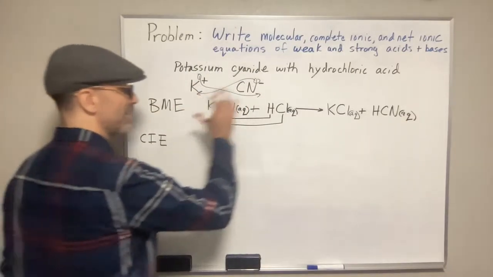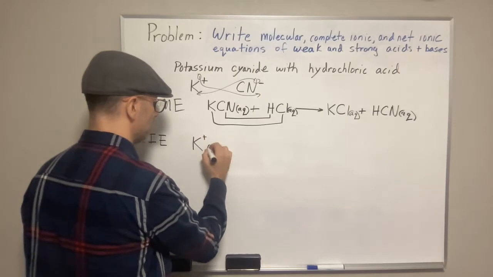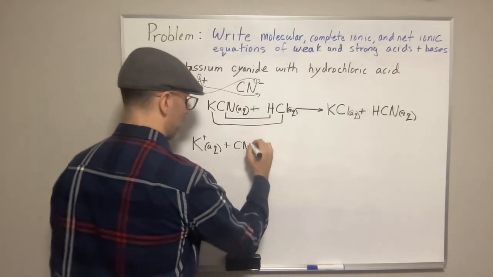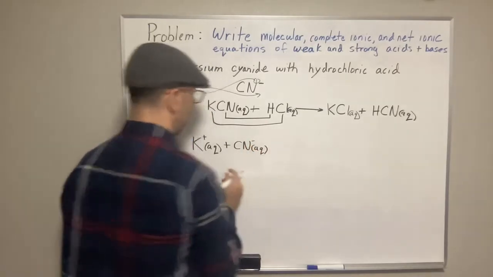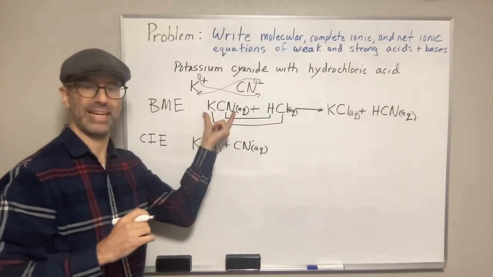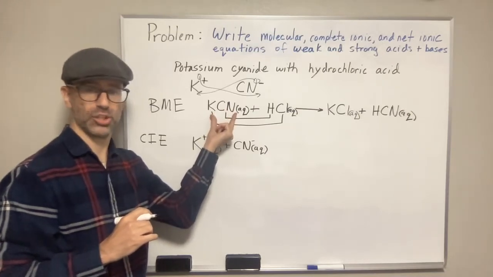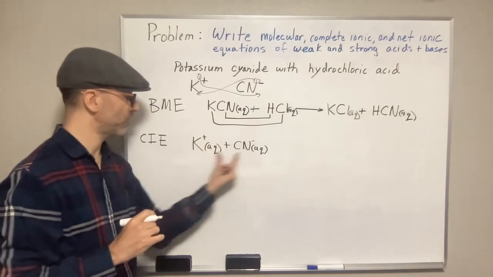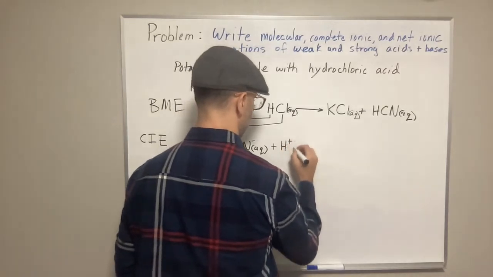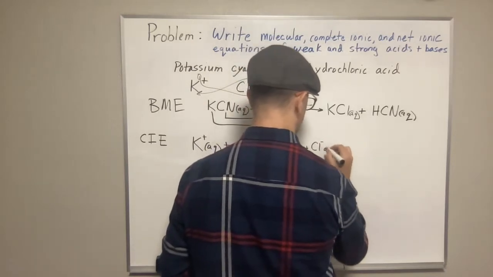So when we write our complete ionic equation, it's going to look like this. So it's going to be K plus aqueous plus CN minus aqueous. And you'll notice that when I separate the ions, I'm writing the charges. When we have it as a substance, when we write the formula together, we don't write the charges in the formula, only when we separate them. And so now we can do your hydrochloric acid. So that's going to be H plus aqueous plus Cl minus aqueous.